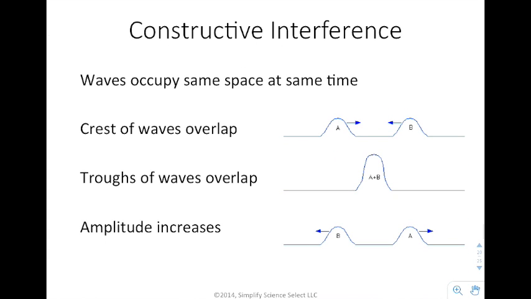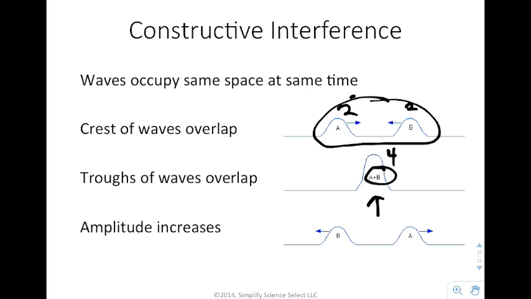So constructive interference is when waves occupy the same place at the same time, and the crests of the waves overlap and the troughs of the waves overlap. And you see that right here. We have two crests that are occupying the same place at the same time. For that brief instant, there is an additive effect to it. If this was 2 and this was 2, this would be 4. If this was 3 and this was 8, this would be 11.